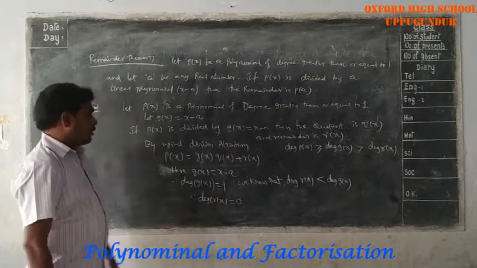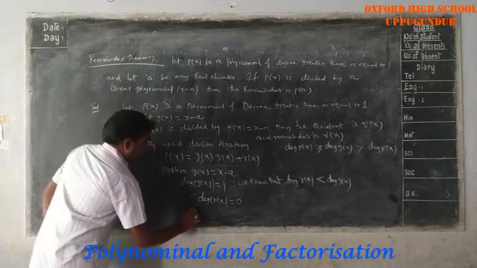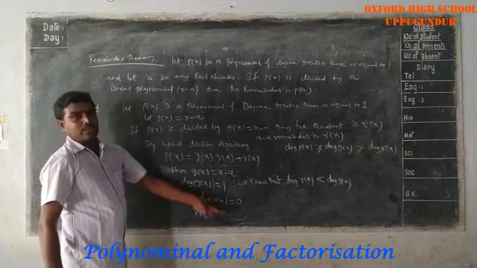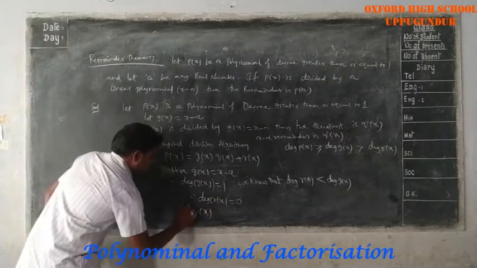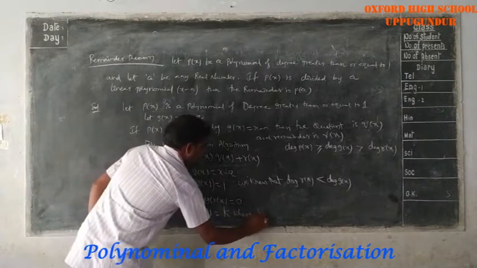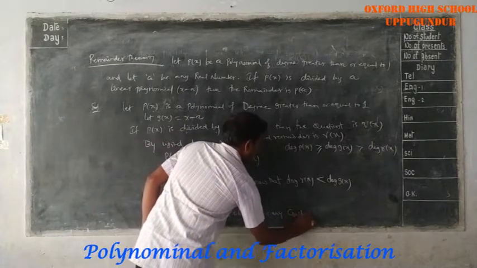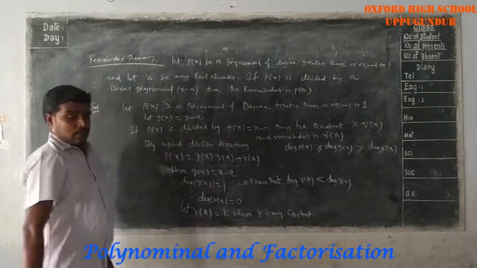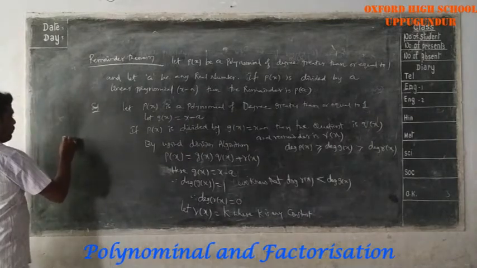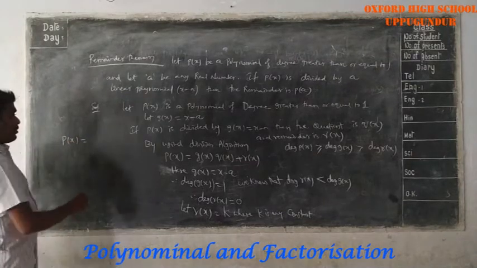So if degree of R of x equal to 0, what is R of x? When is degree of R of x equal to 0? If R of x is a constant polynomial. That's why we are assuming that R of x equal to k, where k is any constant. Now to find, P of x equal to, what is P of x?